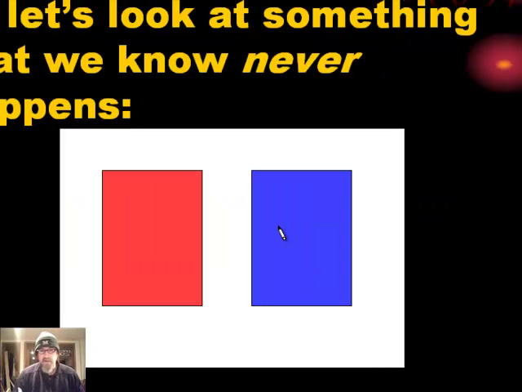Now let's look at something that never happens. We never see this happen. You never see a low temperature object and a high temperature object where the low temperature object has energy flow into the high temperature object, so that the low temperature object becomes colder and the high temperature object becomes even hotter. Why would that happen? Let's see if the first law of thermodynamics explains it.